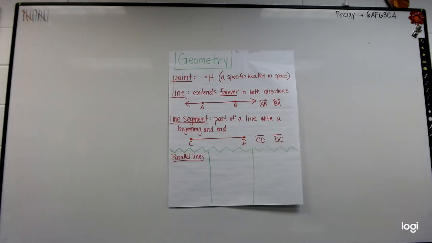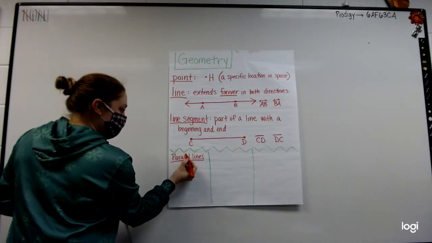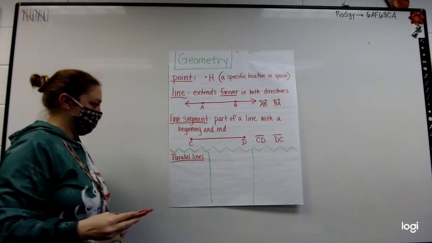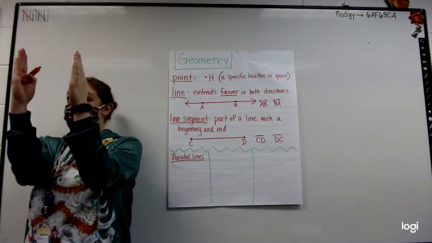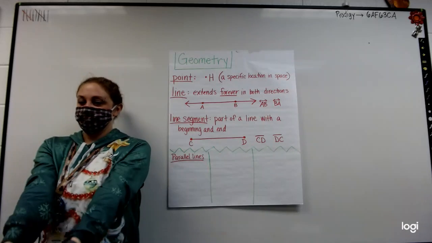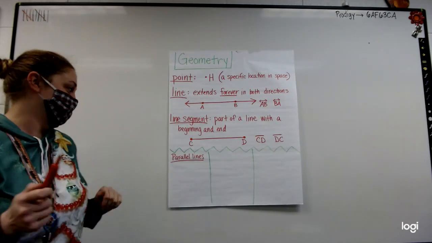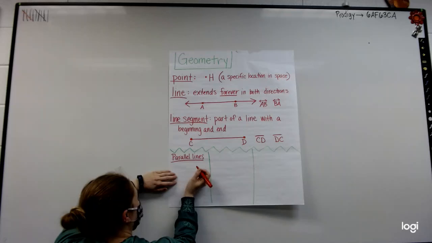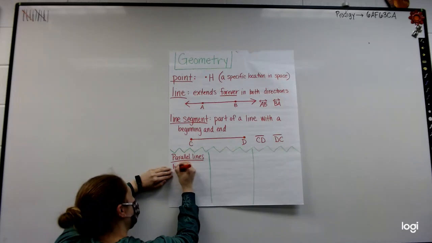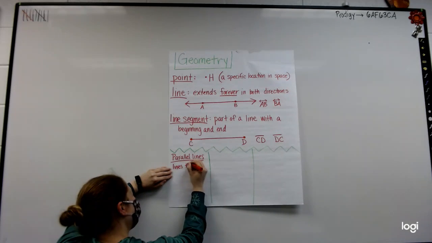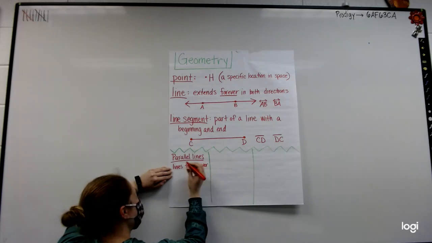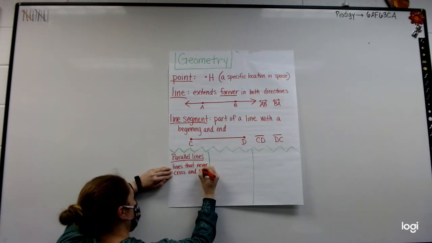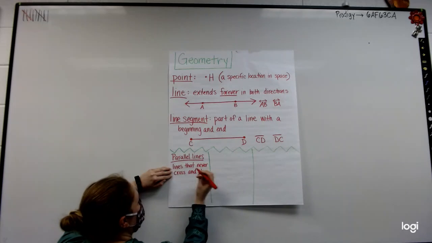Now the key to parallel lines are these two L's right here together. Do those L's look like railroad tracks that would never cross each other? Yes. Parallel lines are lines that never cross each other. So we can write under here, lines that never cross and stay the same distance apart. And I will show you a drawing in a minute.